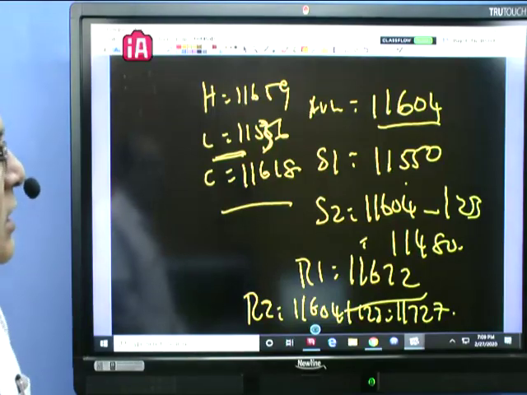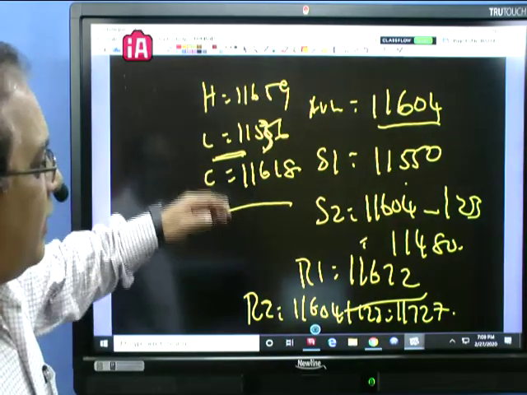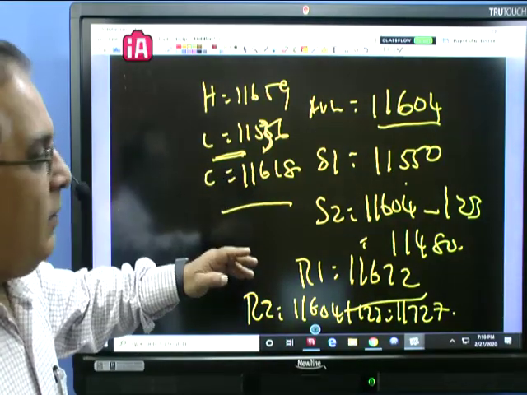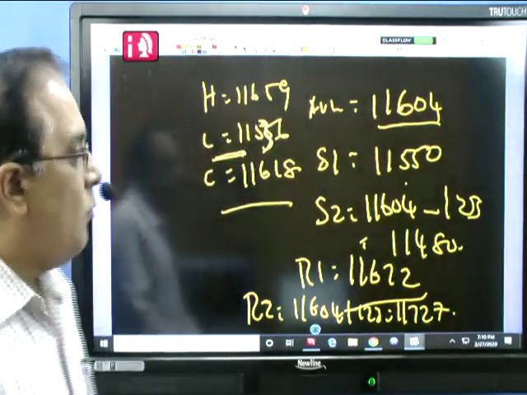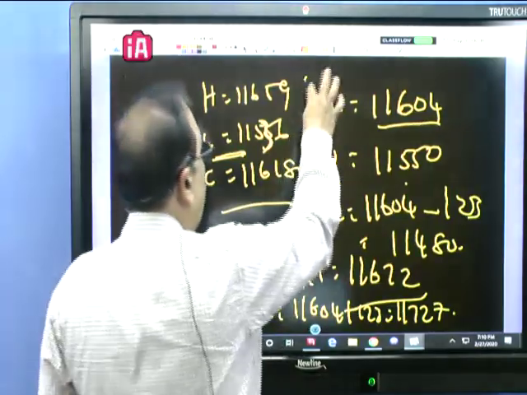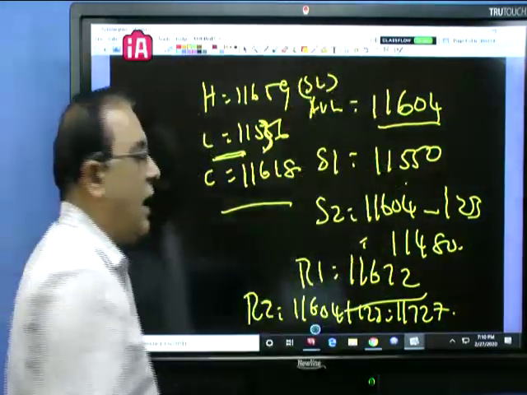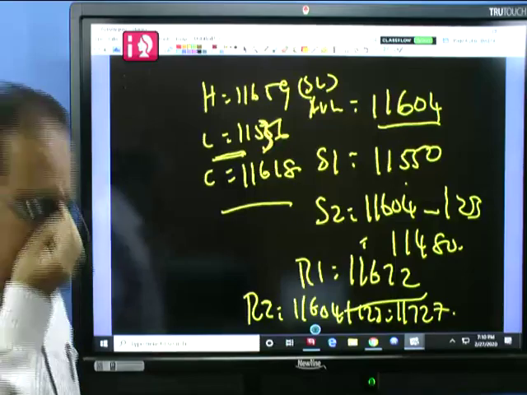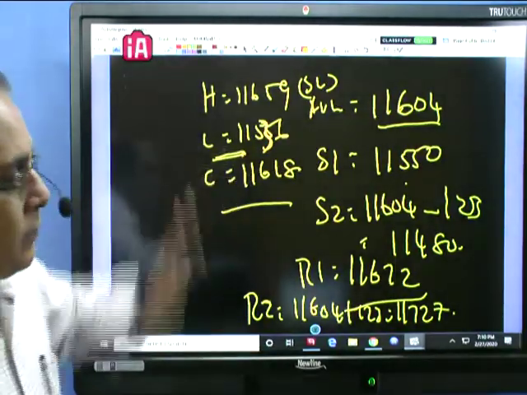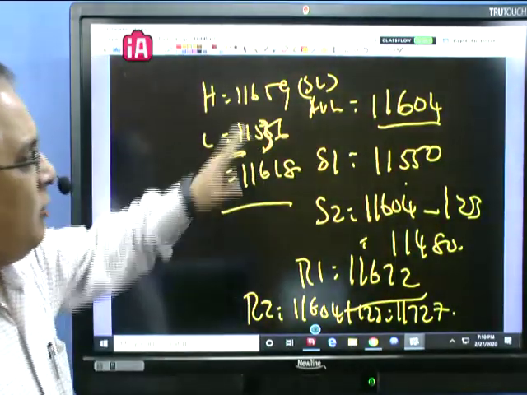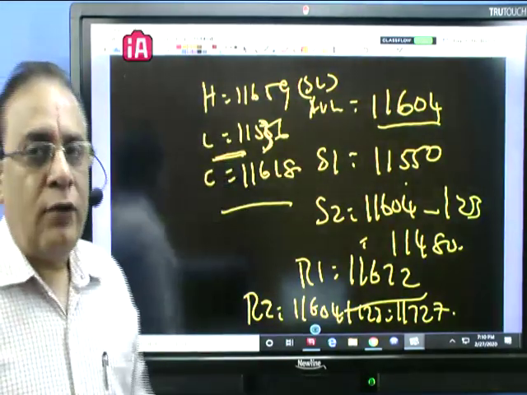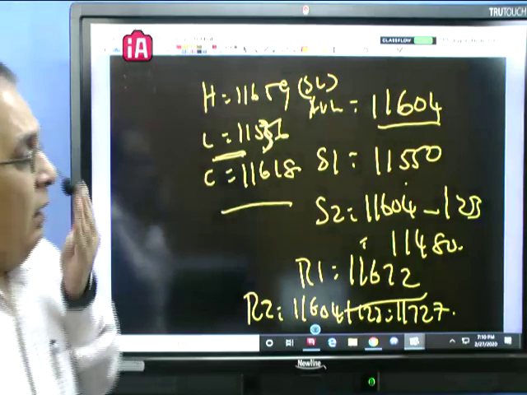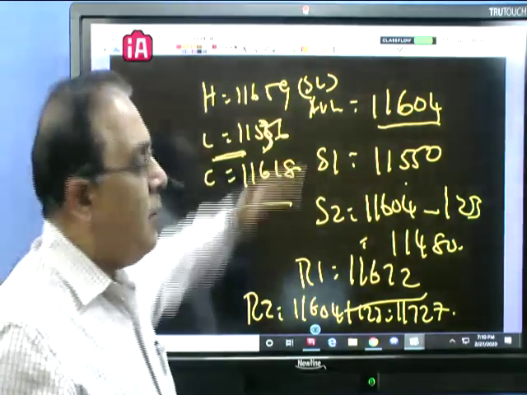So if the market is going to come lower, then you go for a short immediately and keep the high as a stop loss, which is 11,659. You keep 11,659 as a stop loss and short the market if it opens below 11,604 or below 11,600. This is based on the pivot point formula.